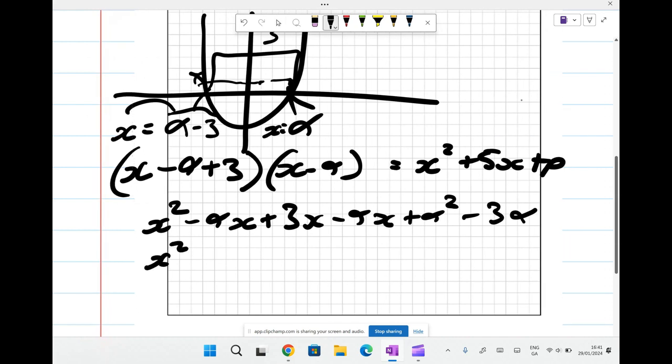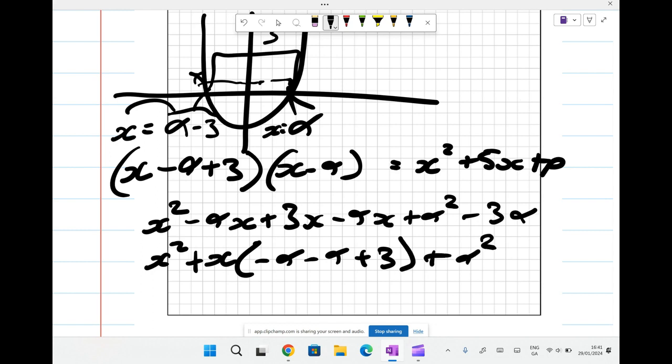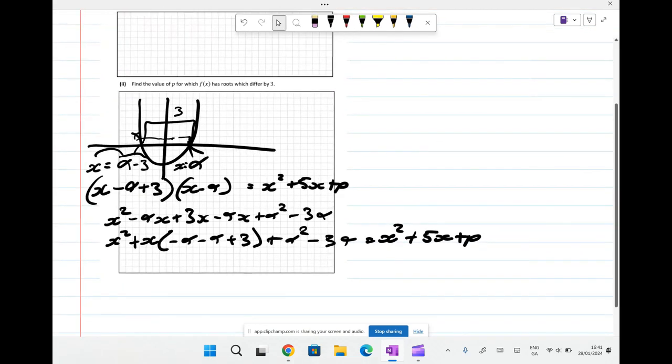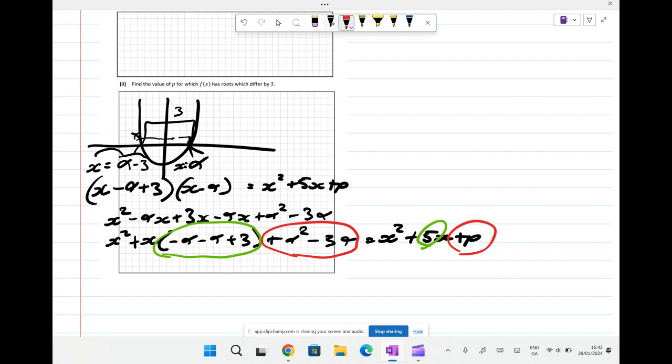Now we can do the same thing we did before, where we have like terms here. So we have a common factor of x. So if we do plus x times minus alpha plus 3, and then we have a remainder of alpha squared minus 3 alpha. And that's going to be equal to x squared plus 5x plus p. Okay, so our x squareds are the same, that's fine. Our x's, so here we have 5, here we have minus alpha plus 3, and our remainders we have p, and we have alpha squared minus 3 alpha.